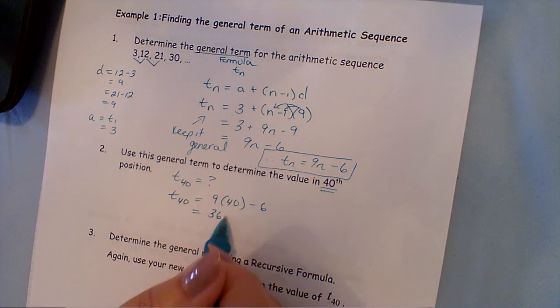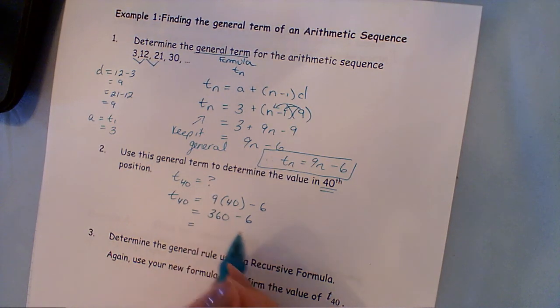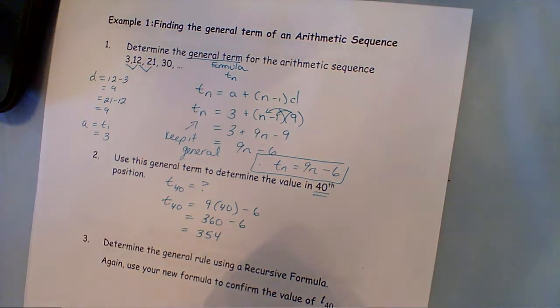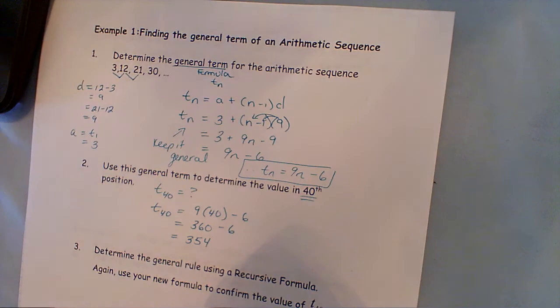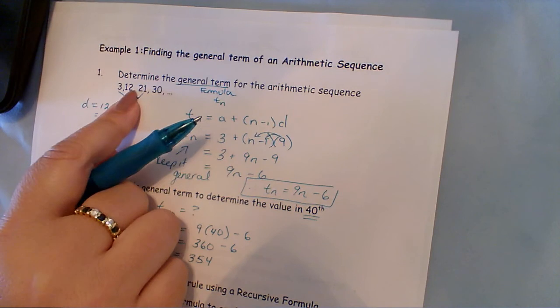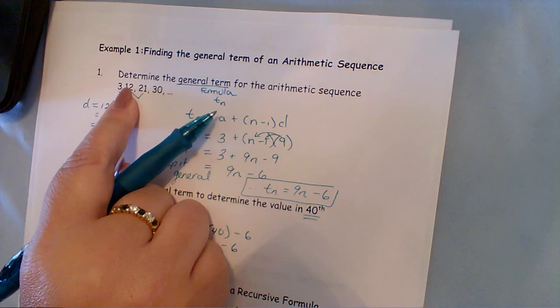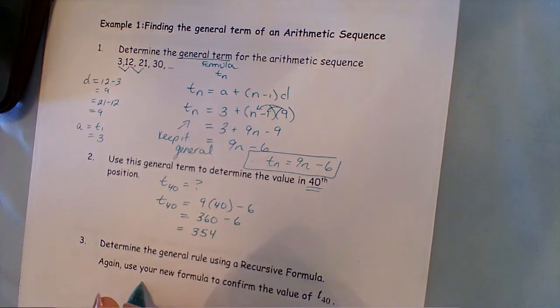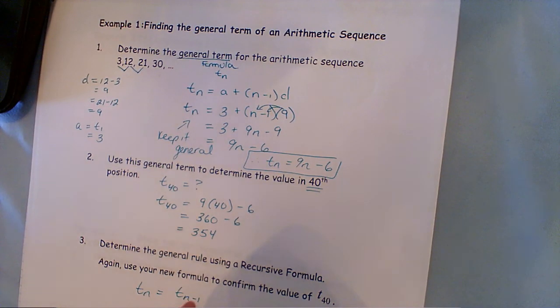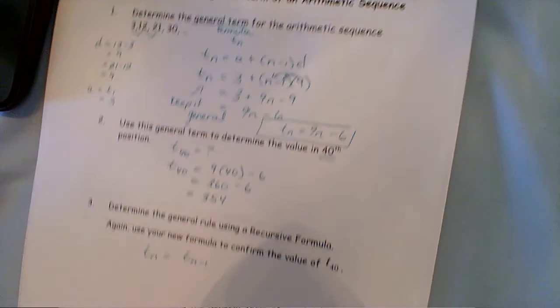9 times 40 is 360. Then we're going to minus 6 from that, and we're going to get 354. So 354 is sitting in that particular spot. All right, determine the general rule using recursive formula. The recursive formula for this, if we wanted to figure it out, would be the previous number, add 9. The previous value, add 9. So whoever is in the position before, we have to then add 9.